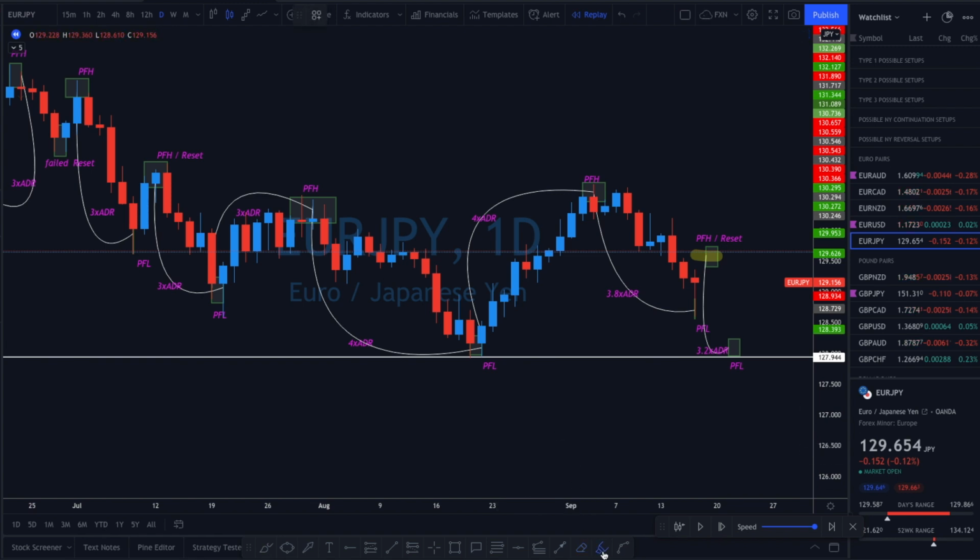So where's the likelihood of price action going? Well, it's more likely to go here because that's the closest structure that you have. That's the closest rejection that you have on the daily. Right? And so where does price go?